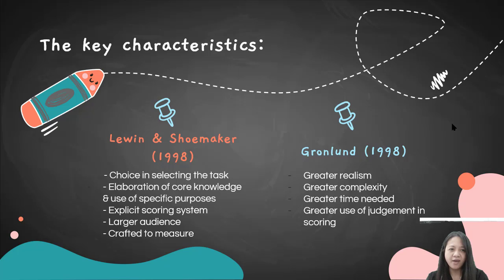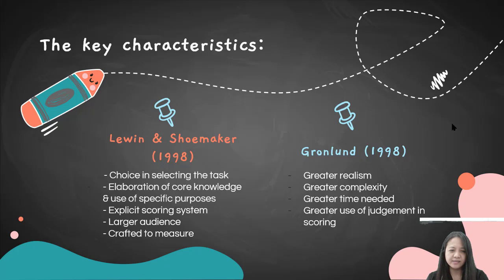Okay, in performance task, we have the key characteristics. There are two people who proposed this one, Lewin and Schumacher in 1998. And in the same year, Gronlund also proposed the key characteristics. From Lewin and Schumacher, we have choice in selecting the task. So for having the task, we need to choose the correct task. And then next we have elaboration of core knowledge and use of specific purposes. We need to have the specific purpose for each task.